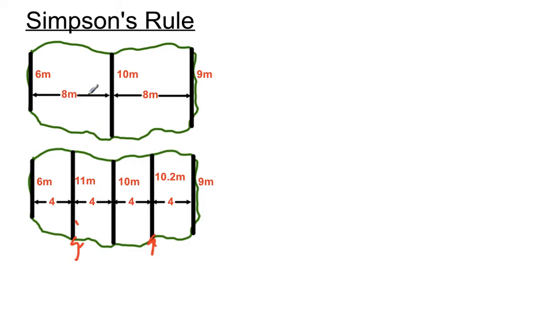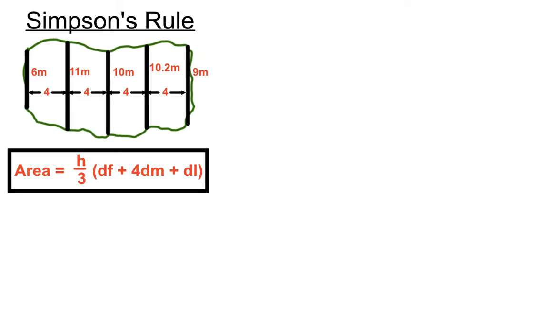Notice how our width of our strip here was 8. We're taking twice as many measurements here, so the width of each strip for our Simpson's rule is going to be 4 this time. So by taking more measurements, we're going to get a more accurate, hopefully, more accurate approximation of the area by applying the Simpson's rule twice.